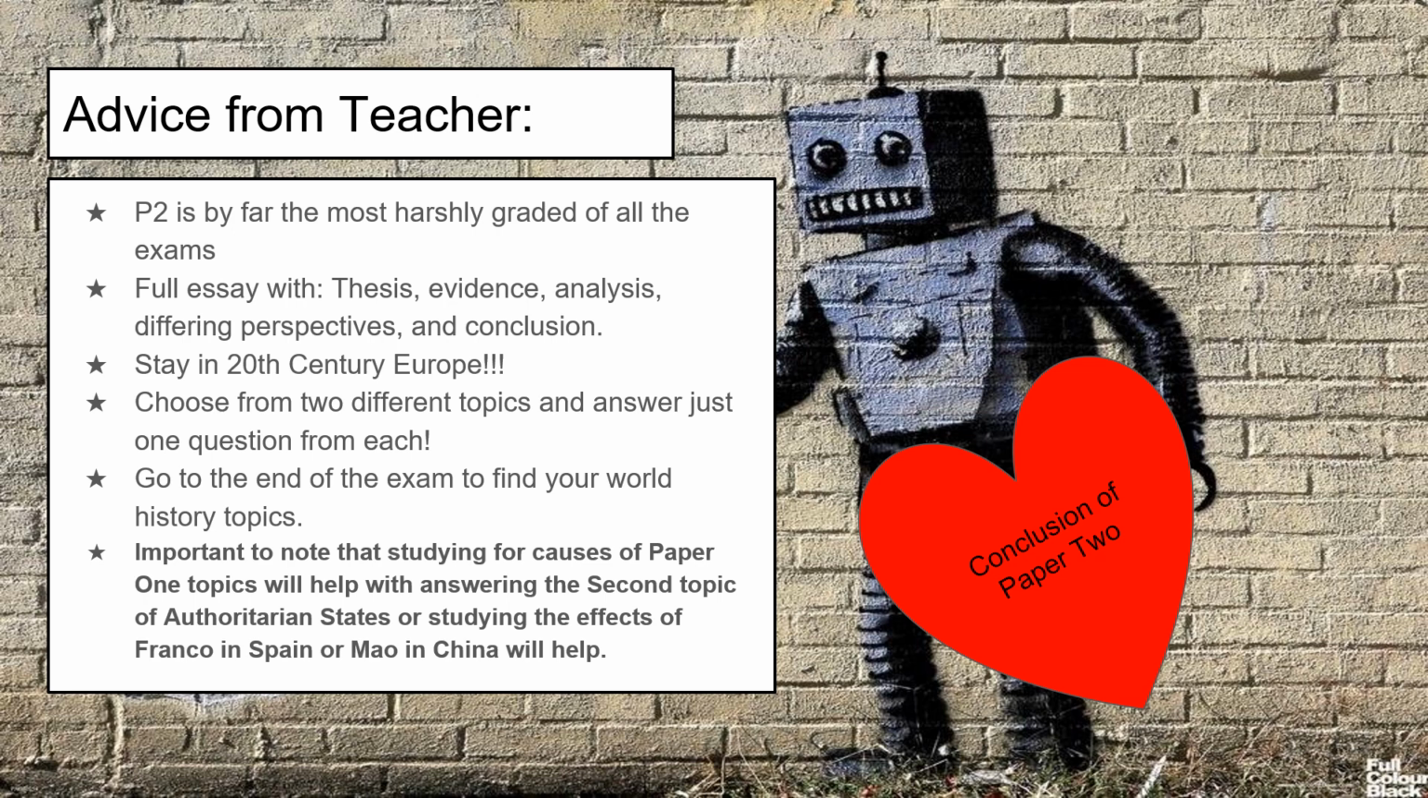Choose from two different topics. If you answer two questions from the same topic, that's 50% off. That's done. You're over. Your exam, you got a 3 if you're lucky. Okay, so choose from two different topics and answer just one question from each one. Go to the end of your exam. Your world history topics are in 20th century. They're usually at the end of the exam.